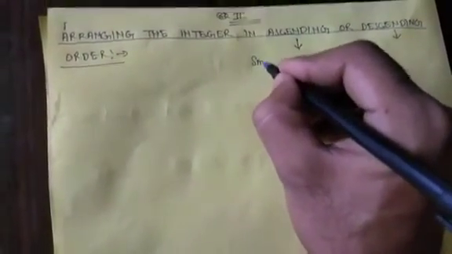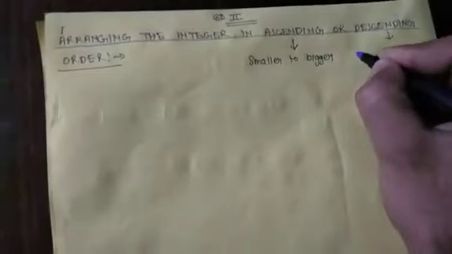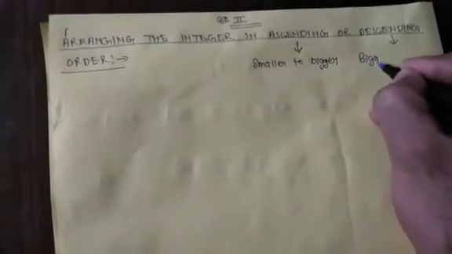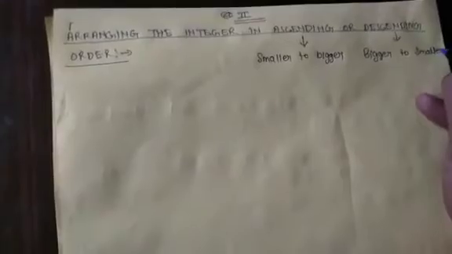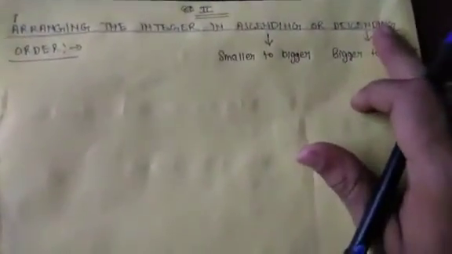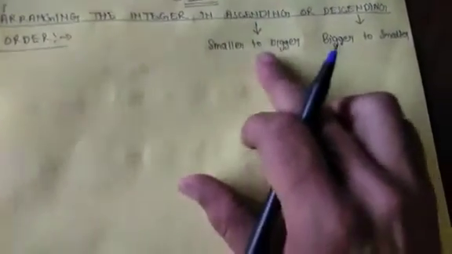Before that, two questions arise: what is ascending order and what is descending order? Children, ascending order means smaller to bigger, and descending order means bigger to smaller. So we have two things here: ascending order and descending order. As I told you, what is ascending order? Ascending order means smaller to bigger.